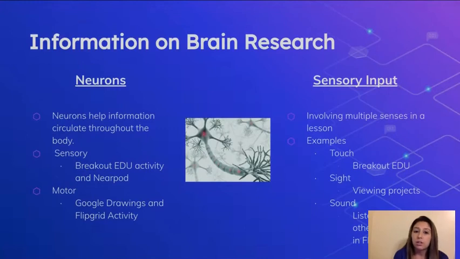So sensory neurons will be addressed especially during the Breakout EDU activity and the Nearpod. In regards to the motor neurons, Google Drawings will be very hands-on, and the Flipgrid activity will also be stimulated during that part. And then sensory input, there's a lot of lessons, as I mentioned before, with Gardner's multiple intelligences. So examples of touch, the Breakout EDU, the sight viewing projects, and also being able to view the Flipgrids with the sound.